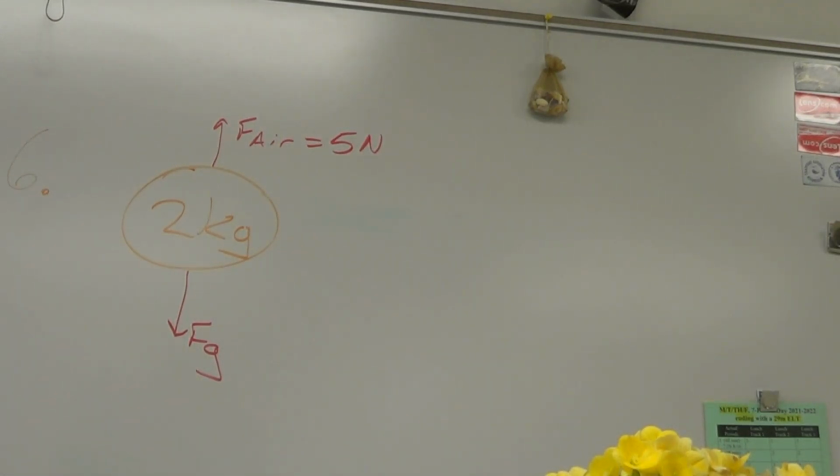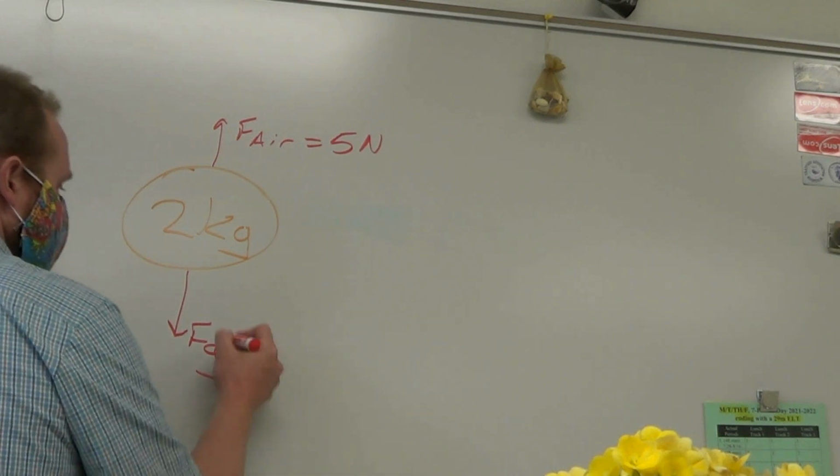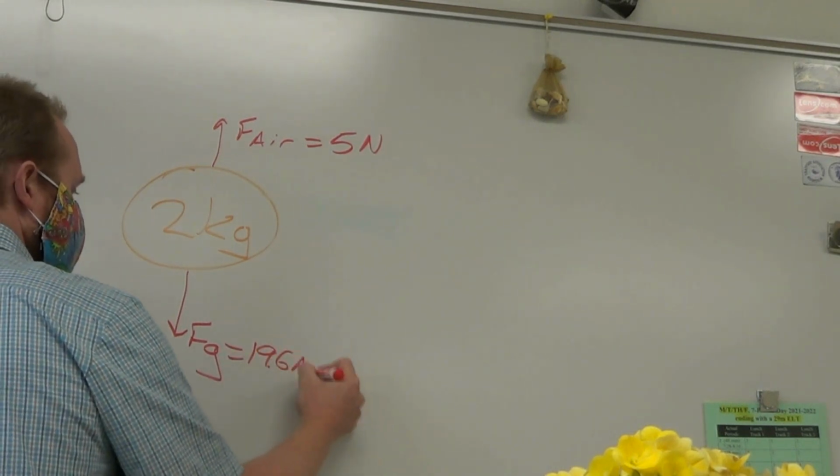Now, how do we calculate force of gravity? Well, we take force of gravity as mass times gravitational acceleration. It's the exact same mass as before, but I'll show it. F of g is equal to m times g. F of g is equal to 2 times 9.8, which is equal to 19.6 newtons.